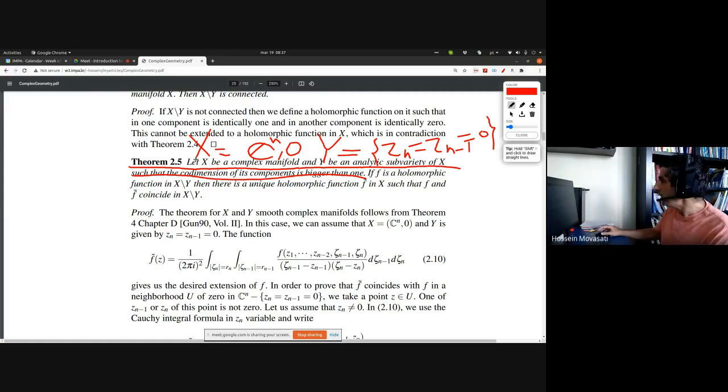And again, the proof is basically applying Cauchy's integral formula in a proper way.